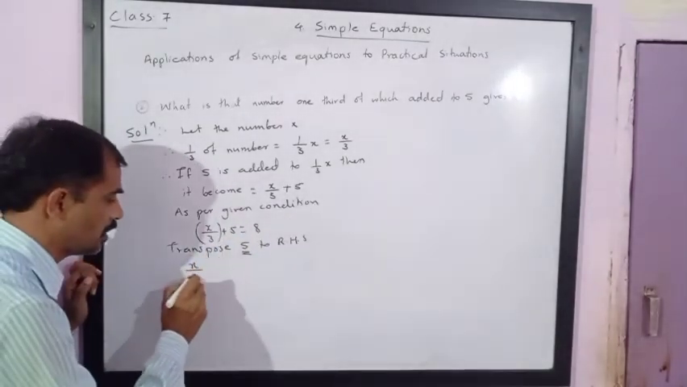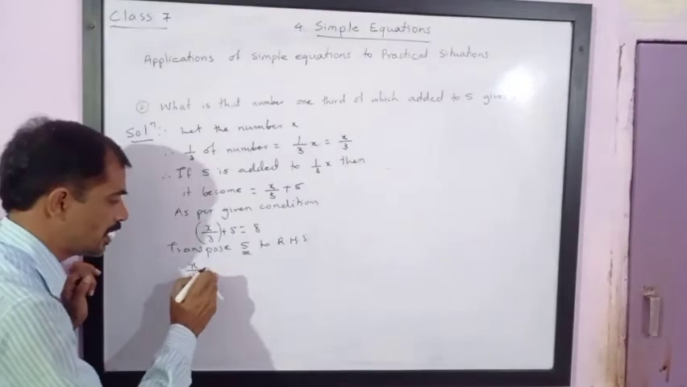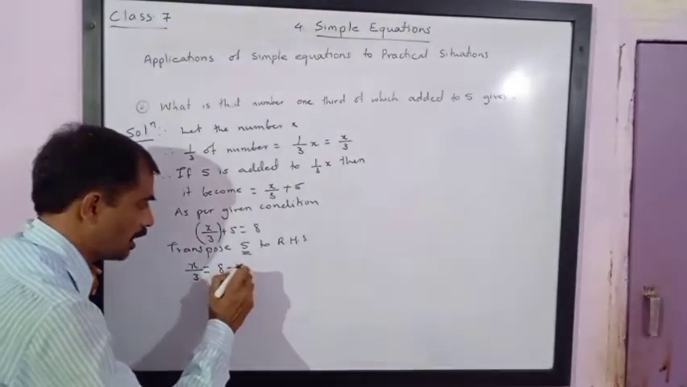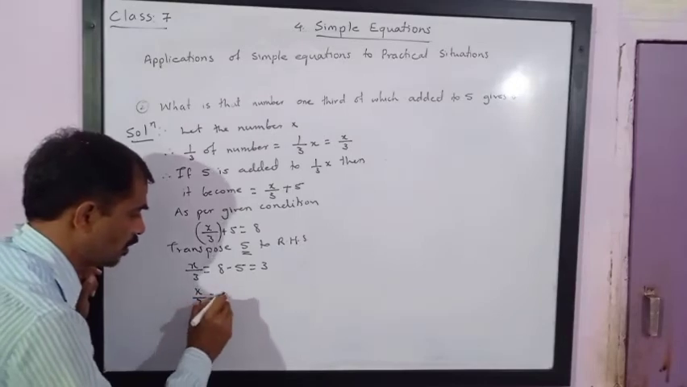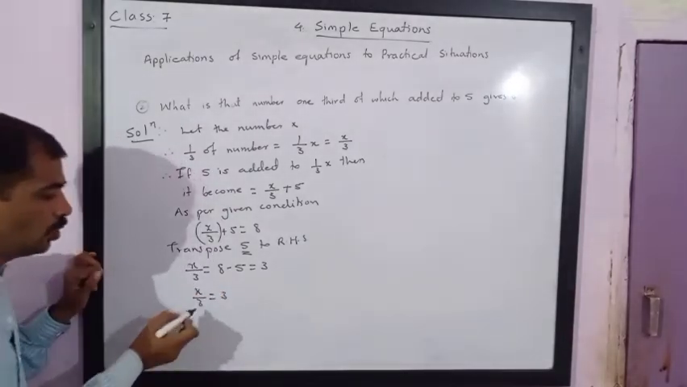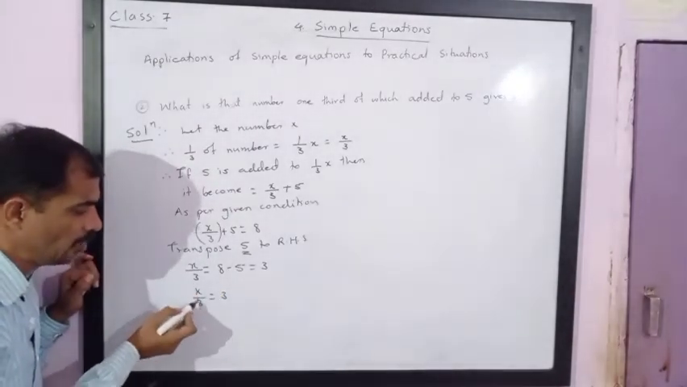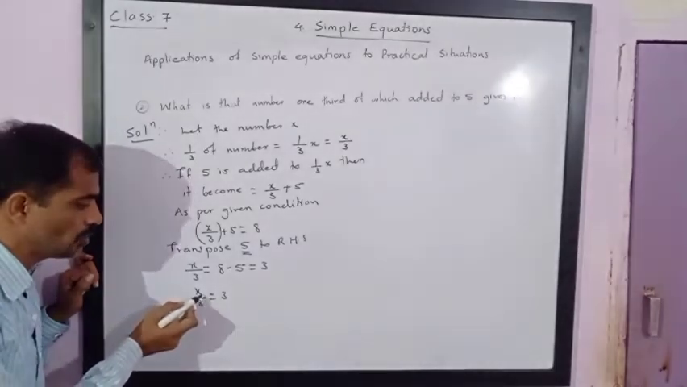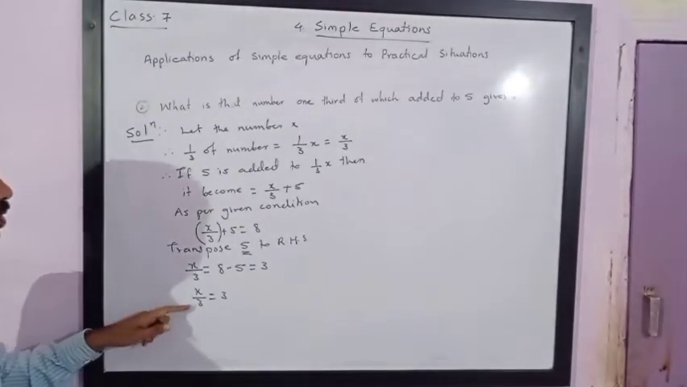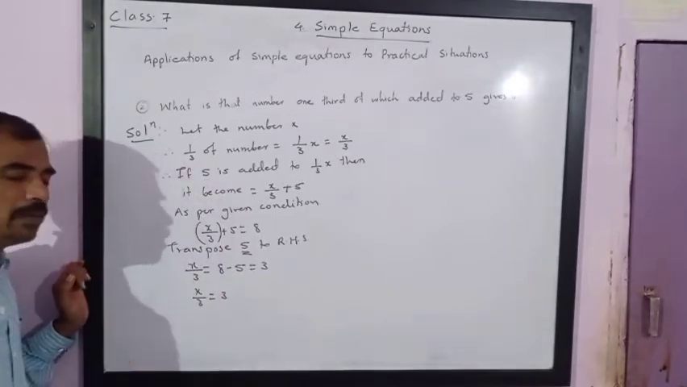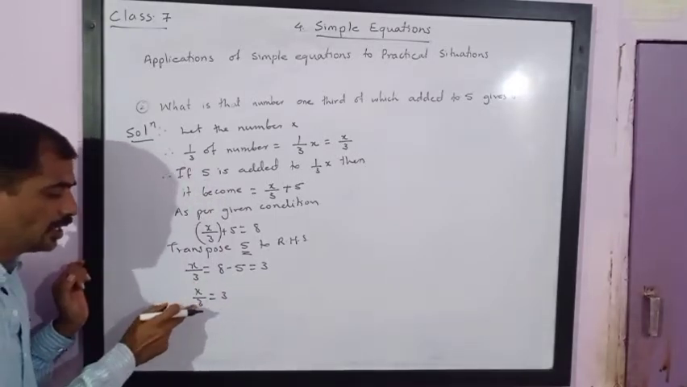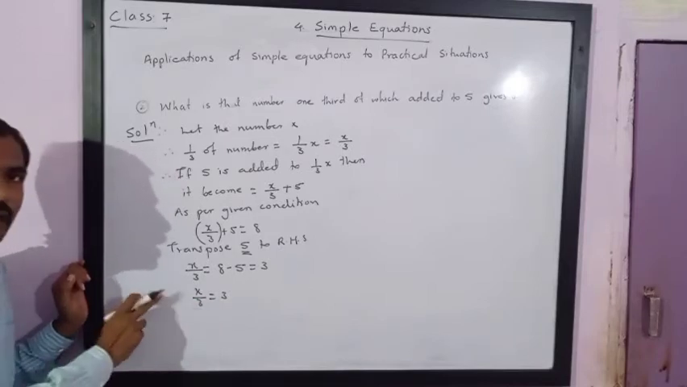So transpose 5 to RHS, it will become negative. You will get x upon 3 as it is on the left hand side, and on this side you will have 8 minus 5, that is equal to 3. So we have got x upon 3 is equal to 3. Now, 3 divides x, 3 divides the variable. So in order to cancel this 3, we need to multiply this term by 3. Then only the divided by 3 and multiplied by 3 will eliminate each other.